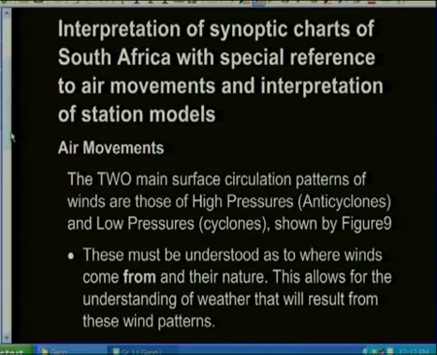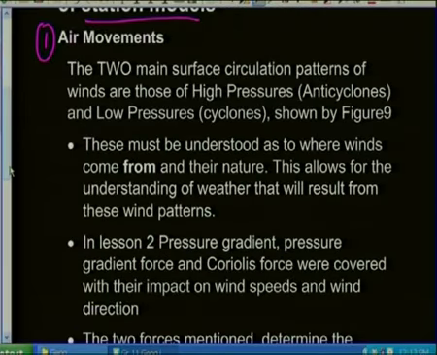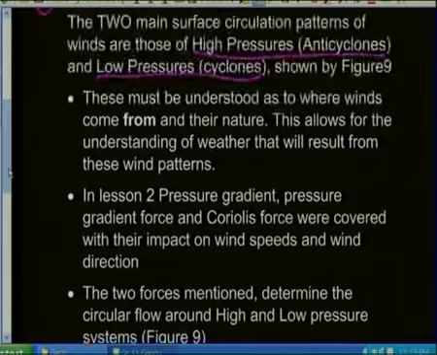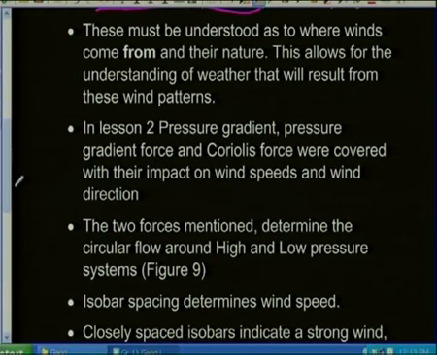The interpretation of synoptic charts of South Africa with special reference to air movements and interpretation of our station models. Let's have a look at air movements first. The two main surface circulation patterns of winds are those of the high-pressure anticyclones that we spoke about in the last lesson, and also low-pressure cells, or what we call cyclones, which we'll look at in Figure 9 in a minute. These must be understood as to where winds come from and their nature or their character. This allows us to understand weather and weather conditions that are resulting from these wind patterns or movement of air.